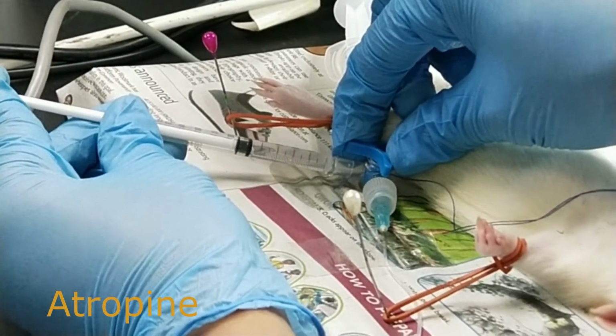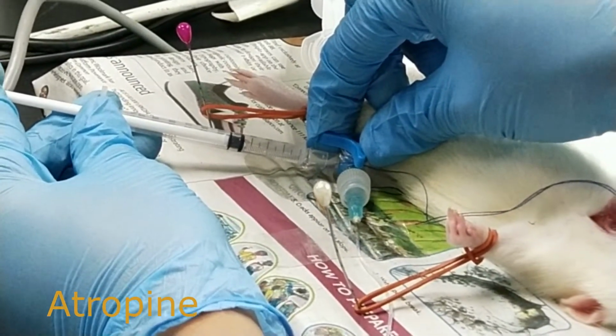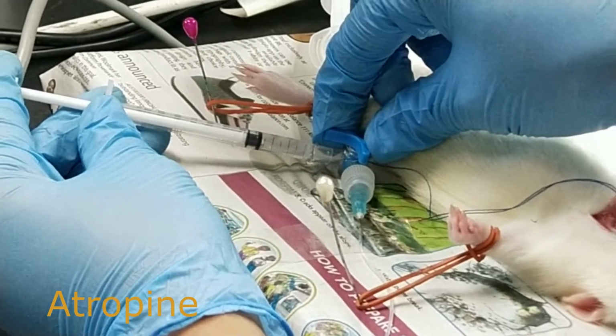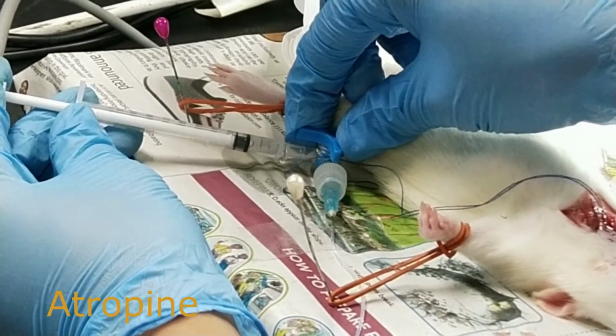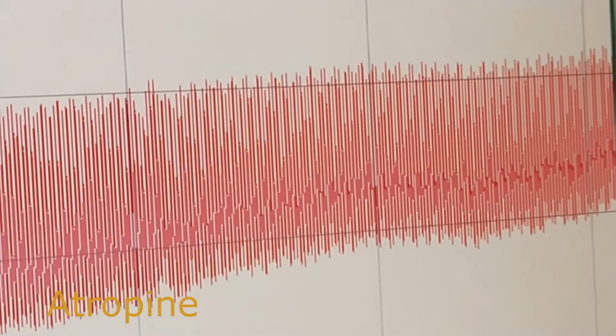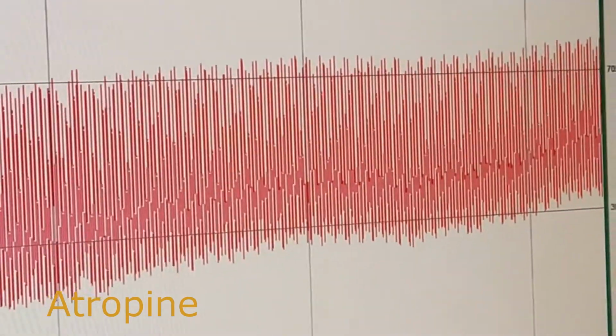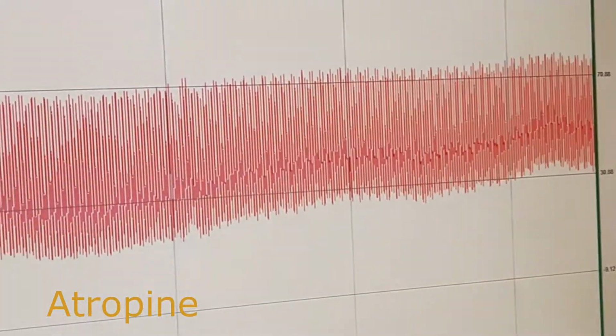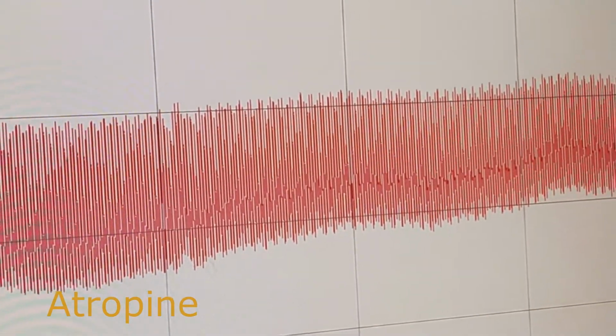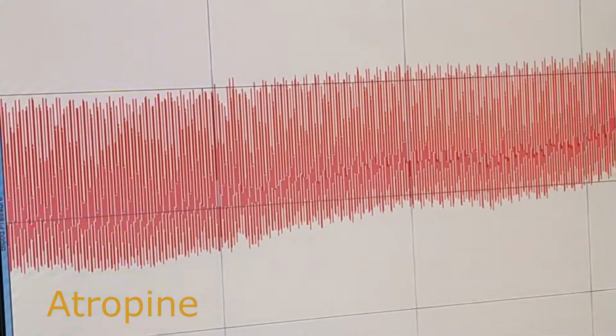After the injections, we need to monitor the blood pressure on the monitor of the PC. As we can see here, after the pre-treatment with atropine, the blood pressure is slightly increased compared to the normal blood pressure.